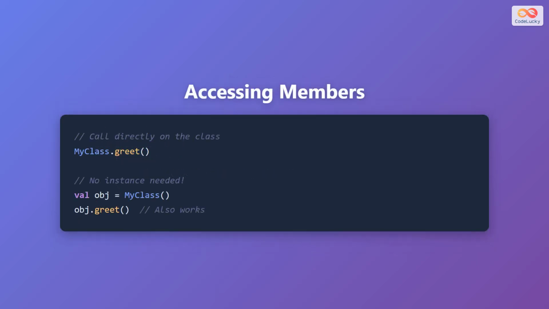Accessing companion object members is straightforward. We can call them directly on the class name, like MyClass.greet. No instance is needed. However, we can also call them on an instance if we want. Both approaches work perfectly.